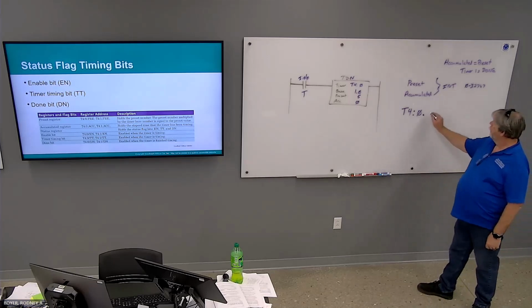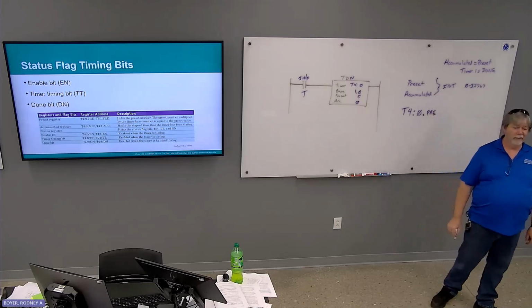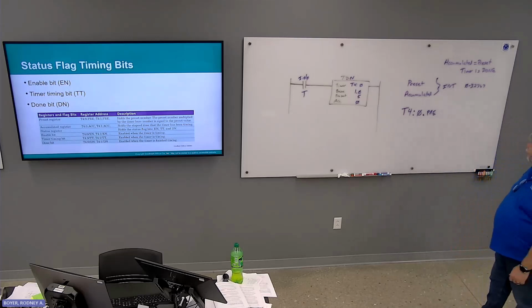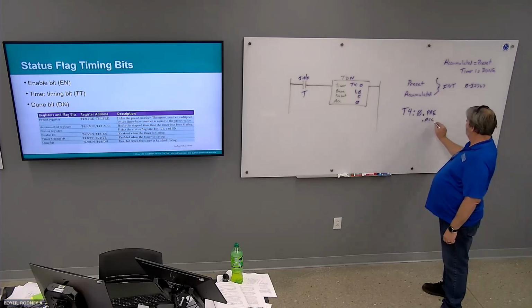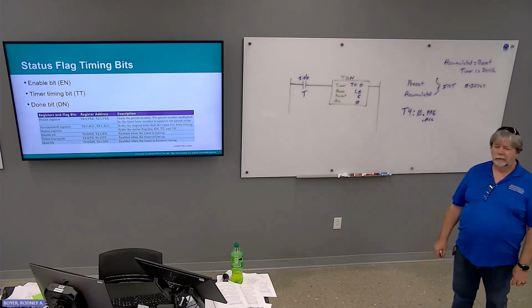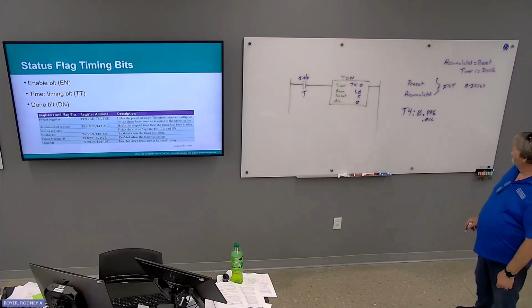Okay. Anybody want to guess what that one is? That would be preset. What if it said accumulated value? Okay, those are word level 16-bit values. Okay.